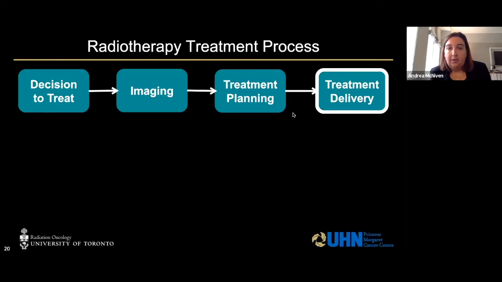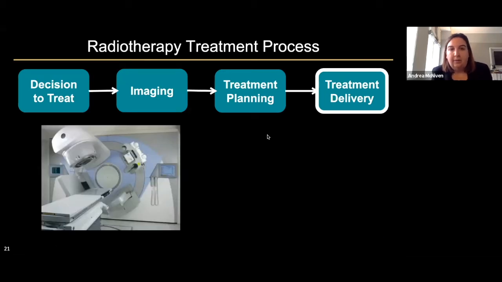So going back to the radiotherapy treatment, we've made the decision to treat, acquired those images, contoured them, and used them for treatment planning. And now we're going to treatment delivery. And again, the contours play a role here. This is an example of one LINAC.